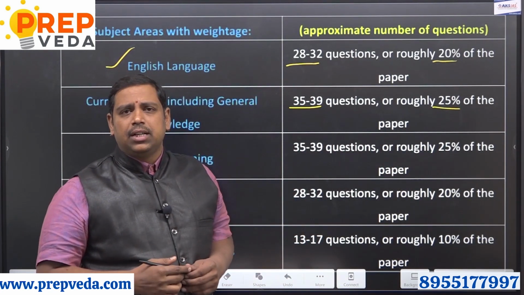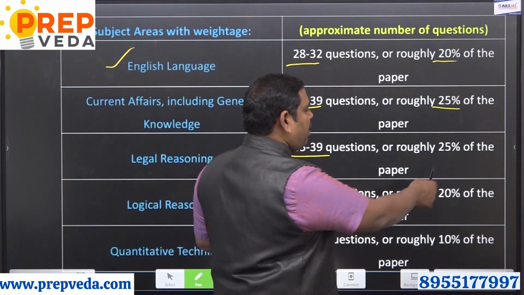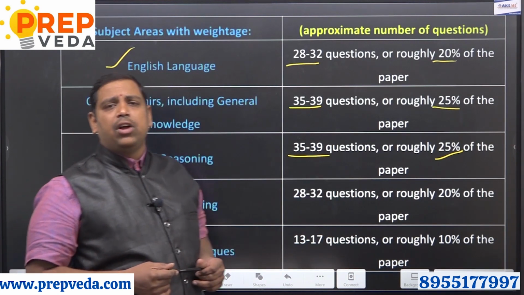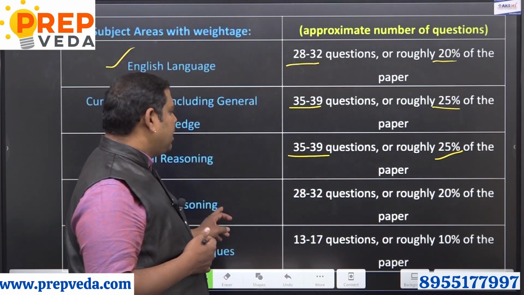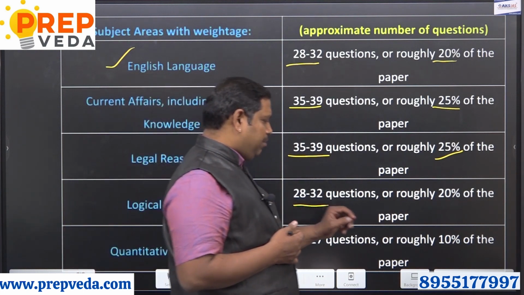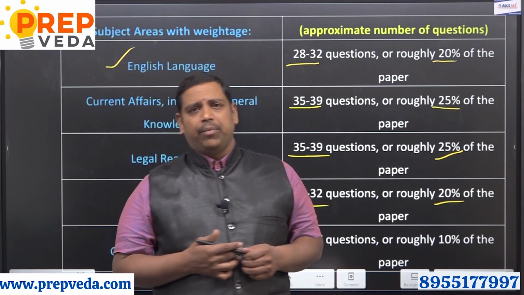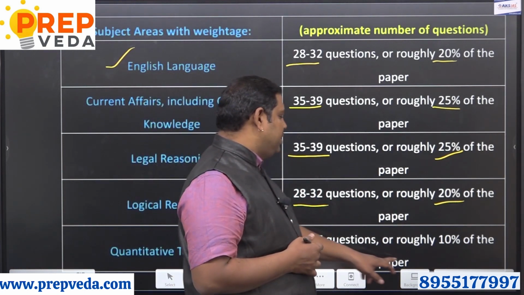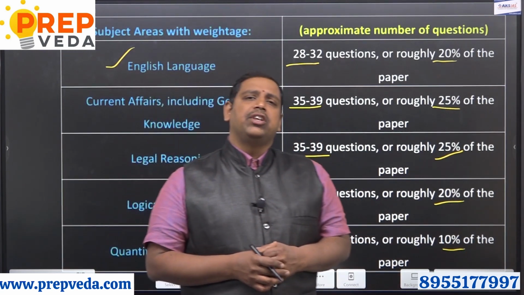Next, legal reasoning also has the same number of questions, 35 to 39, so again 25% of the paper. And logical reasoning 28 to 32 marks, another 20% of the paper. And coming to quantitative techniques, 13 to 17, that means just 10% of the weightage. This is the total weightage of your examination.